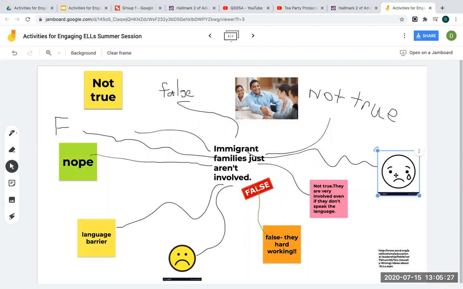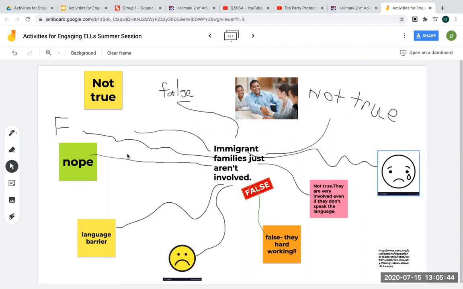Obviously, you want to model using Jamboard if that's something that you would like to use. This is one of my ideas, but a platform that you have more experience with, or your students have more experience with, maybe something in Seesaw, might be something you want to use with your students.